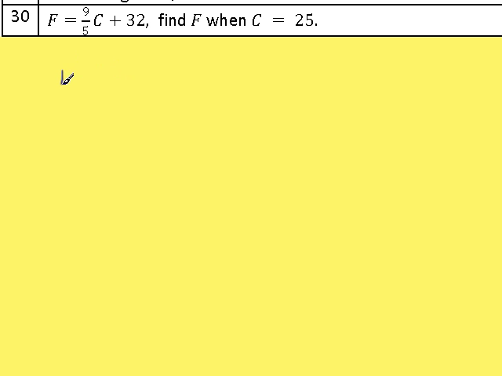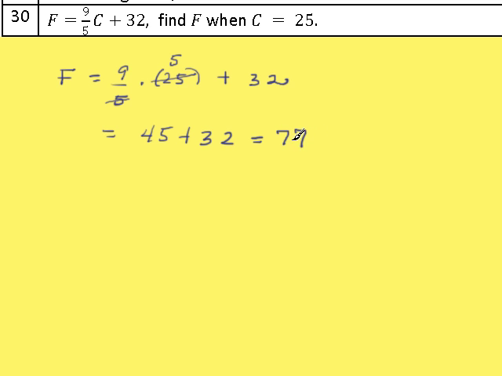So let's do that. So we have F is equal to 9/5, here we have a 25, plus 32. And we're going to divide 5 into 25. So we have 9 times 5, that's 45, plus 32, and that's 77. So when the Celsius temperature is 25, the equivalent Fahrenheit temperature is 77.